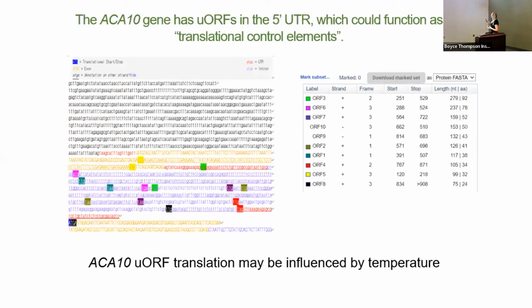Here is the beginning of the ACA10 transcript with several features annotated, including exons, introns, translational start and stop, and the UTR region. I will be focusing on open reading frame 5, which is highlighted in yellow. And interestingly, these uORFs are in the exonic region. So I believe that ACA10 uORF translation may be influenced by temperature. This is due to past studies that I described on the effect of uORFs on pathogen attack. And so I believe that another environmental condition, such as temperature, may also contribute to this mechanism.